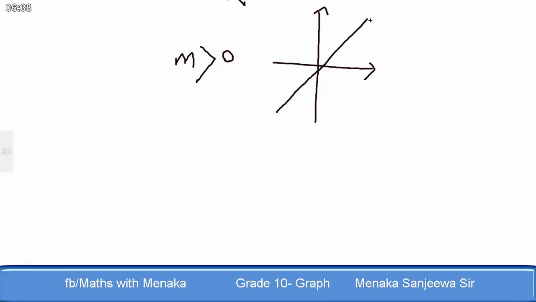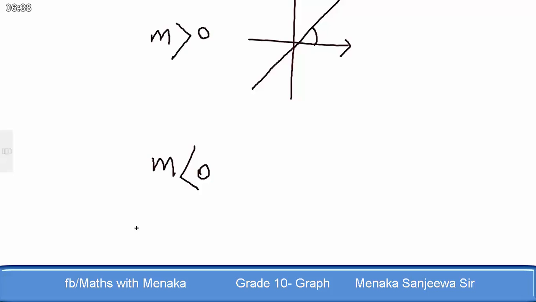Then I told you, when the gradient is a positive number, how do you write positive number? Greater than 0. Which side is the graph going to? The graph is going to the right hand side. This means this angle is an acute angle. When the gradient is negative, we write m is less than 0, negative.